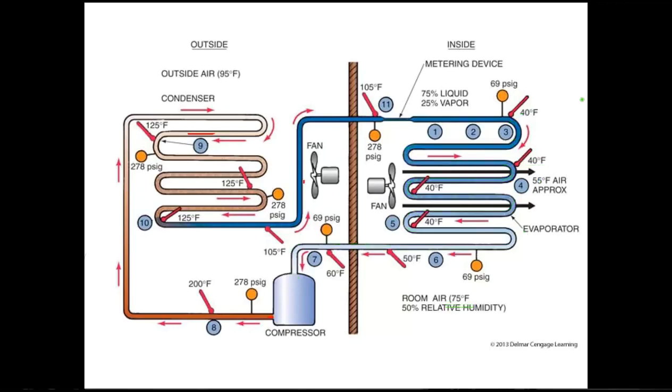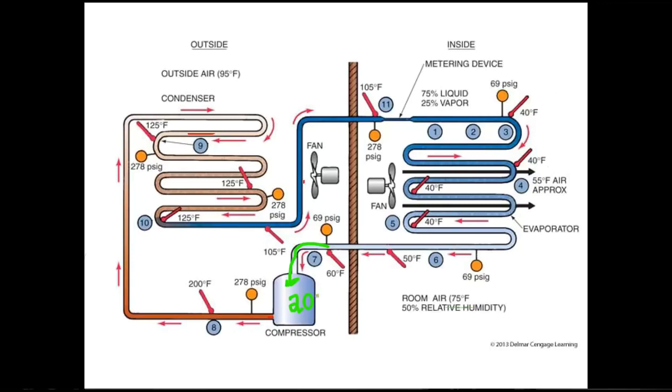All right, so we hit the compressor with 100% vapor that has 20 degrees of superheat added to it. It's 100% vapor. Now remember our gas laws. So when this compressor compresses the refrigerant, it increases the pressure, which increases the temperature.